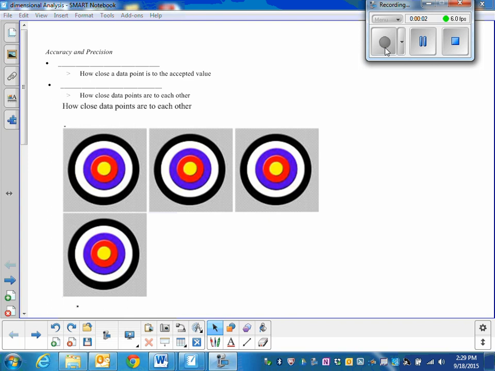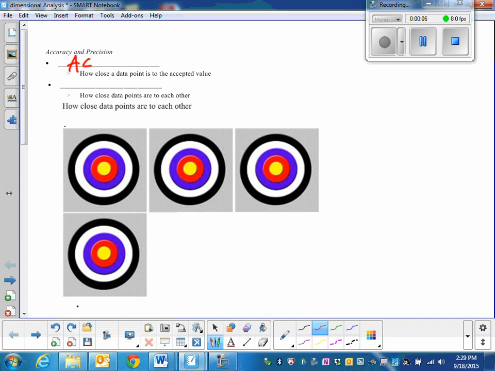So how close the data point is to the accepted value is accuracy. Fill that blank in with the word accuracy. Alright? How close the data points are to each other is precision.